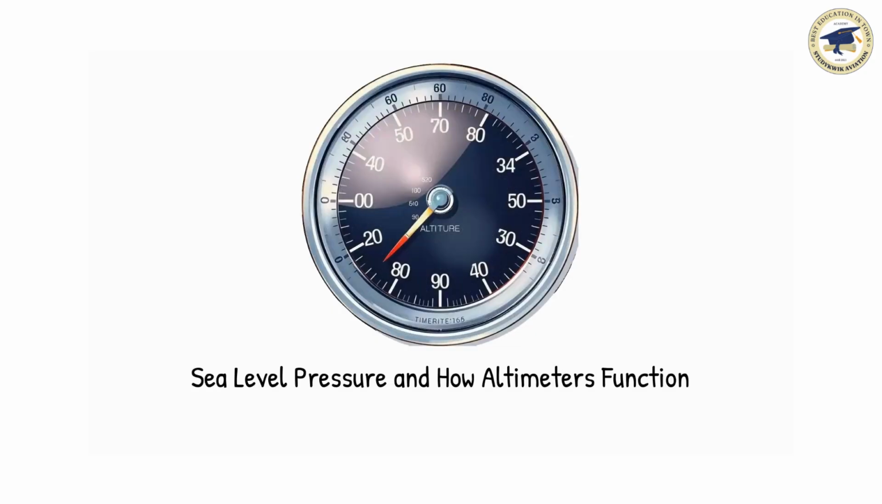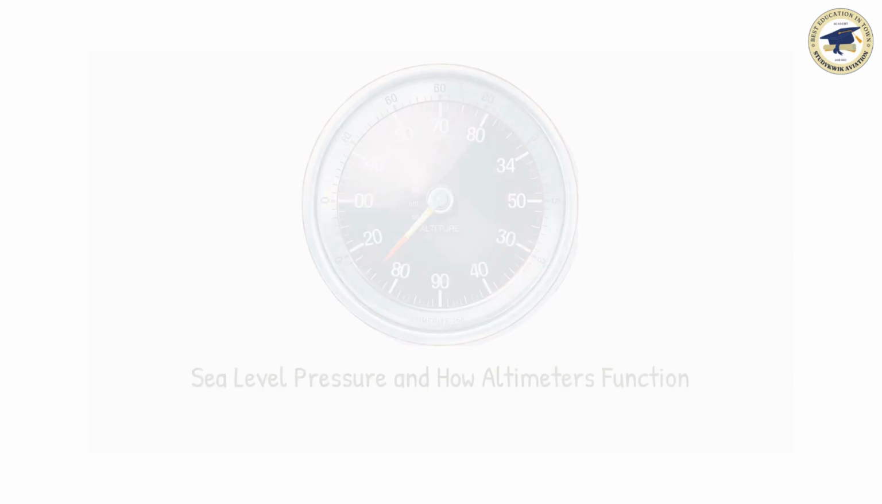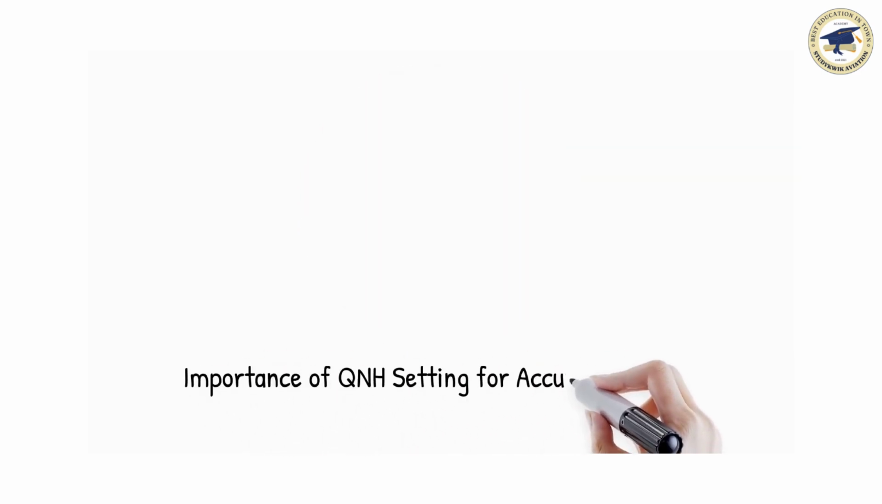How does the altimeter work? An altimeter works like a barometer, measuring static air pressure outside the plane and converting it to altitude. Since pressure changes with weather, pilots adjust settings to get accurate altitude readings.